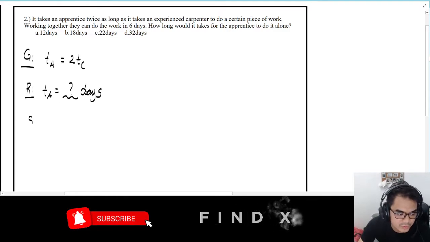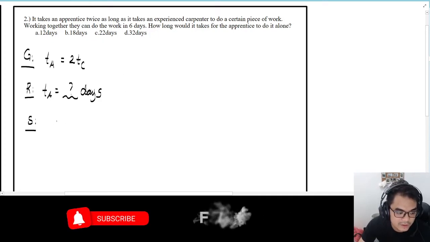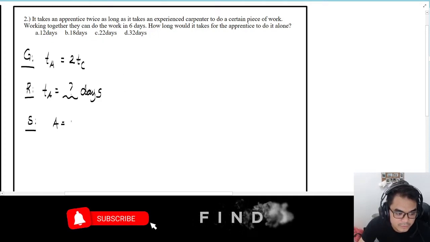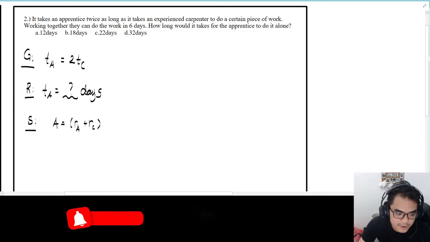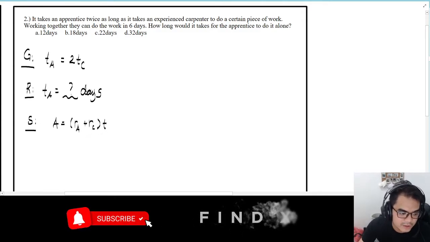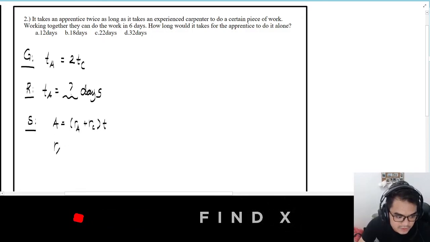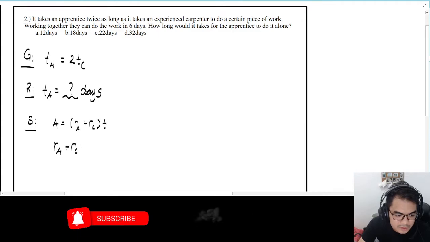Now, what's the solution? Remember that if two bodies are working together, their rates are additive. Therefore, A is equal to (RA, the rate for the apprentice, plus RC, the rate for the carpenter) times T. We already have the values for A and T: A is 1 and T is 6. Therefore, I can write this as RA plus RC equal to 1 over 6.